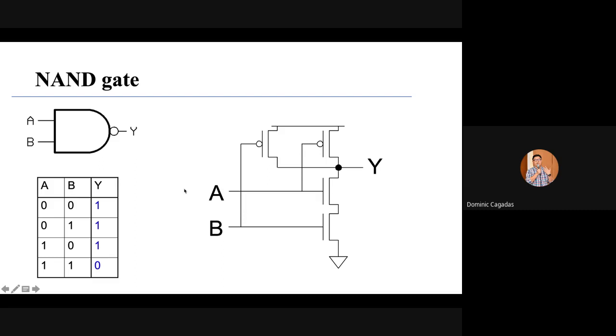Let's say your input A is low, 0. Can you see my cursor? Can you see the mouse cursor or pointer? Yes, sir.